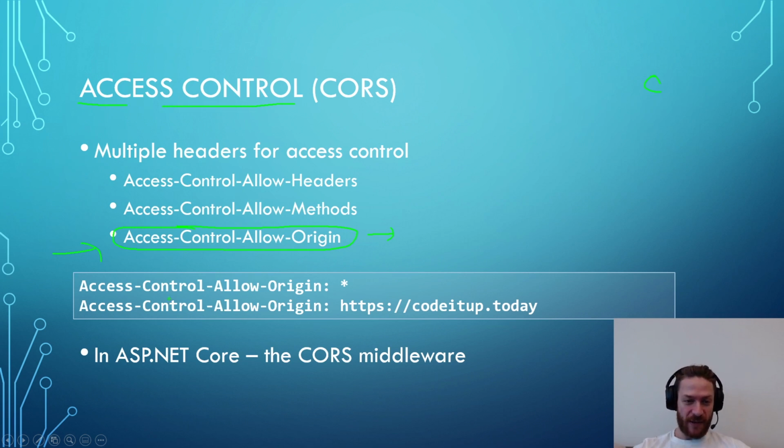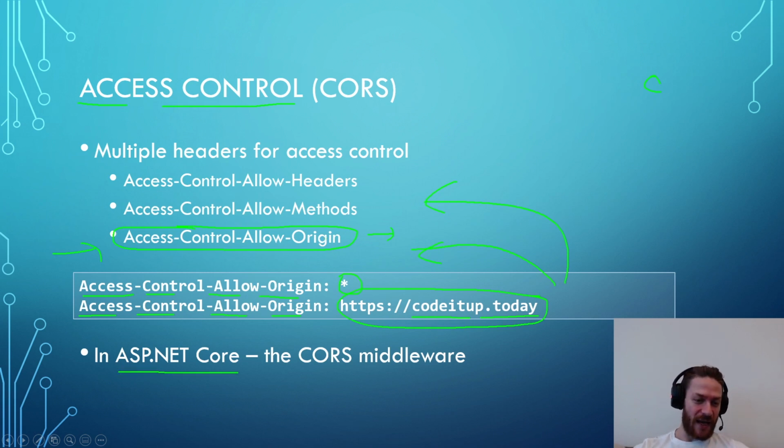So, for example, access control allow origin with a star means allow everyone. Everyone is allowed to access this resource. Access control allow origin coded up.today means that only this website can access the resources. Only requests from this website can access the resources.